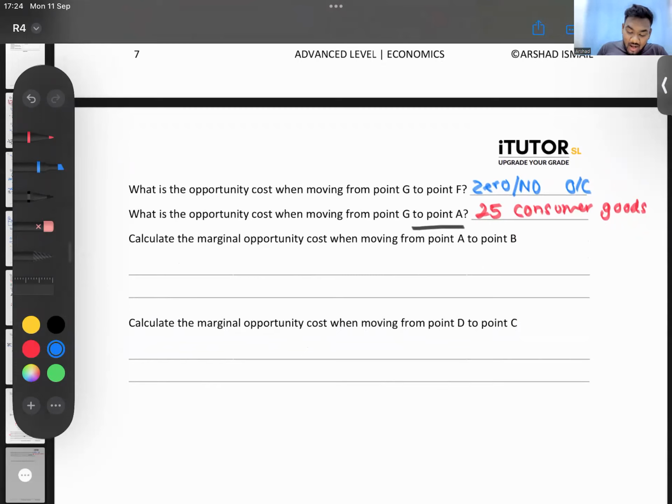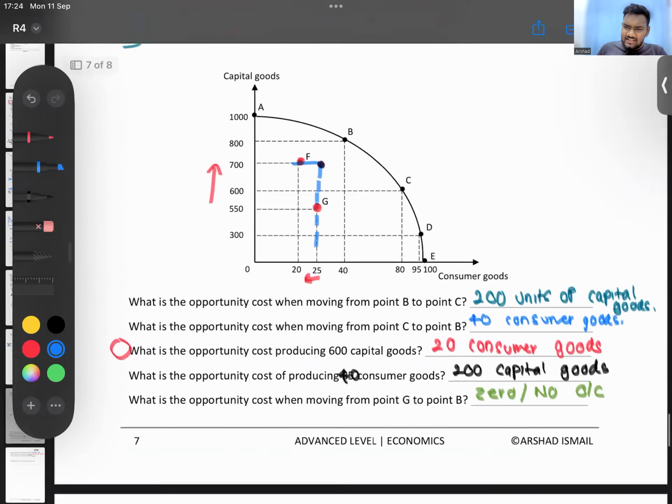Calculate the marginal opportunity cost when moving from point A to point B. Now, guys, when they say marginal opportunity cost, marginal, what are they saying, guys? When you're going from point A to point B, to calculate the marginal opportunity cost. How do you calculate marginal opportunity cost, guys? What is the equation? Marginal opportunity cost is the opportunity cost of producing one extra unit, no?